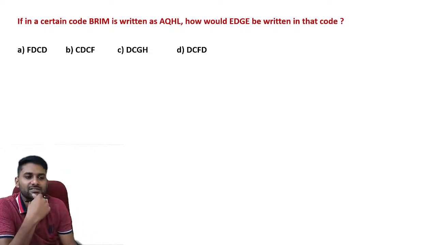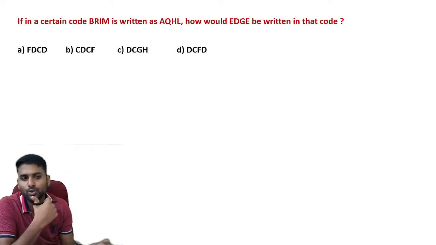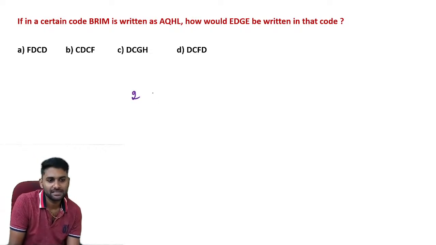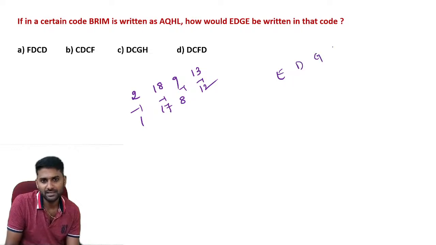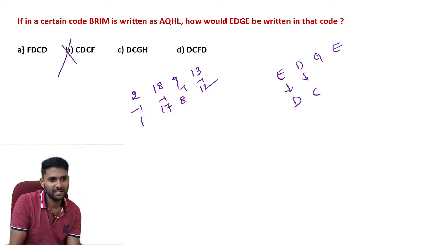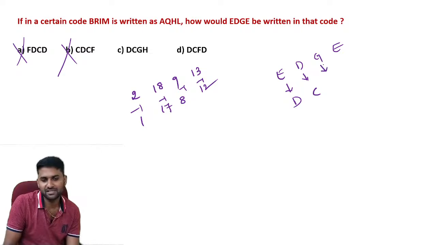In a certain code language, BRIM is coded as AQHL. How is H coded? Second letter, 18th letter, ninth letter, and 13th letter. A is 1, Q is 17, H is 8, L is 12. If you go through that, simply consider the preceding letter. Previous letter of E is D. Previous letter of D is C. So eliminate B, eliminate A. G, previous letter. We require the sixth letter, right? F. So C eliminated, D is the correct answer.